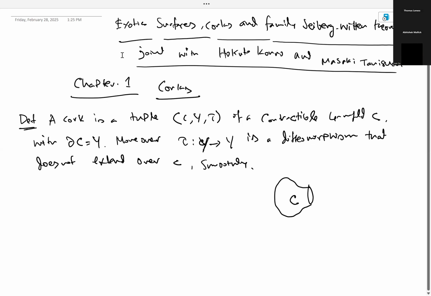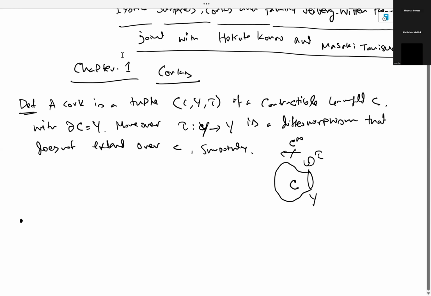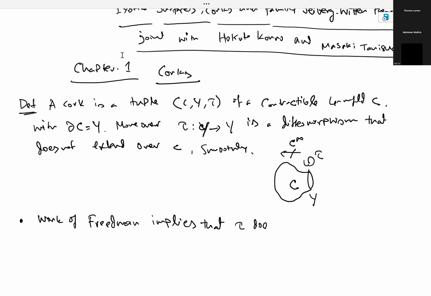So this is the contractible manifold C. This is the boundary Y, and there's a diffeomorphism tau on the boundary, and then you require that tau does not extend smoothly over the contractible manifold. So a couple of remarks just to begin with. Work of Freedman implies that tau does extend over C topologically. So there is a C0 extension of tau over C, but not necessarily C infinity.